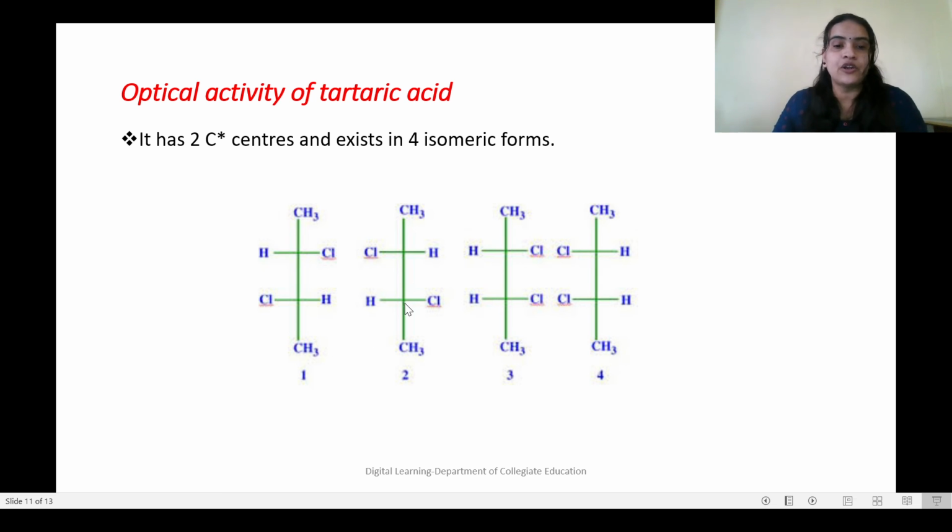That is why they are optically active. Whereas in 3 and 4, one is R and the other one is S, and in the other, one is S and the other one is R, so that the optical activity will get cancelled. So they are not optically active.